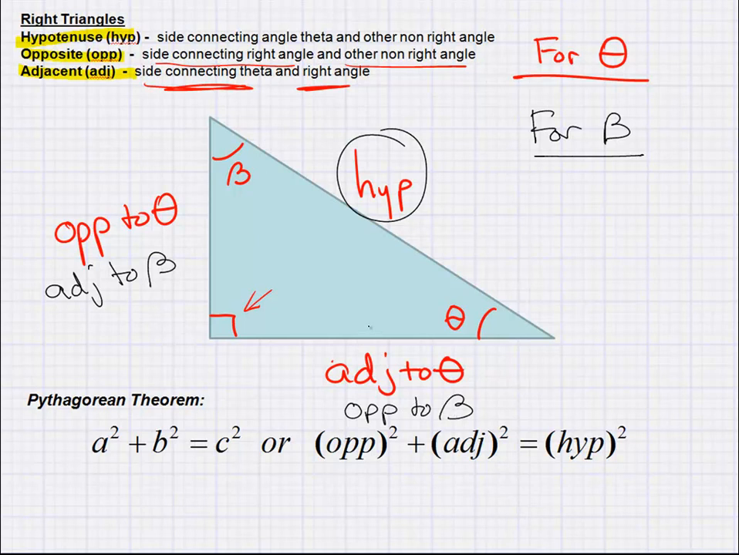So when I refer to this side right here, I need to figure out which angle I am referring to this side in terms of. If I'm referring to this side in terms of theta, this would be called the adjacent side. If I'm referring to this side in terms of beta, this would be the opposite side.